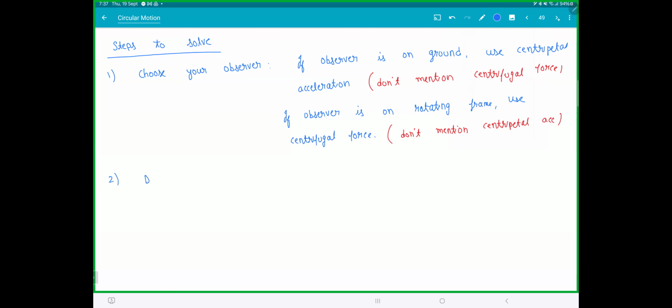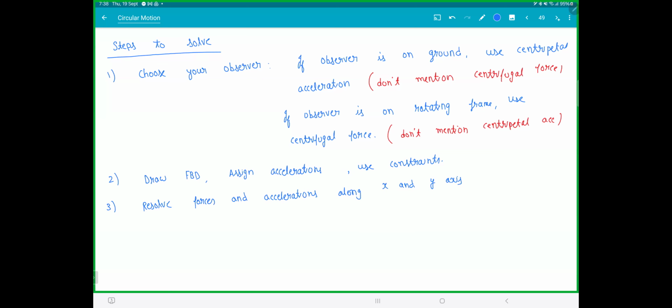Step 2, draw FBD. Assign accelerations. So even in non-inertial terms, sometimes the bodies will move. You can assign accelerations. Then use constraints. This thing will be exactly again our Newton's law. Resolve forces along x and y. Solve.